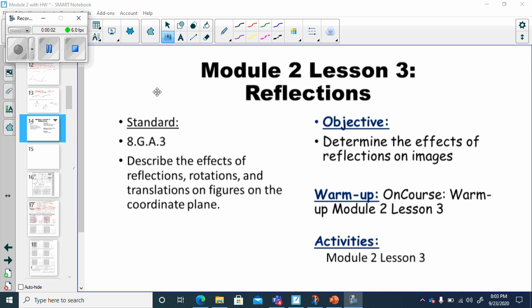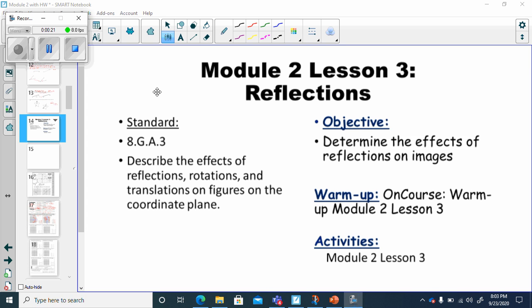This is Module 2, Lesson 3. We're going to talk about reflections. And remember, all of these are congruence transformations, which means that whenever they go through a transformation, what they create is a figure that is congruent. In other words, exactly like the one that was the pre-image.